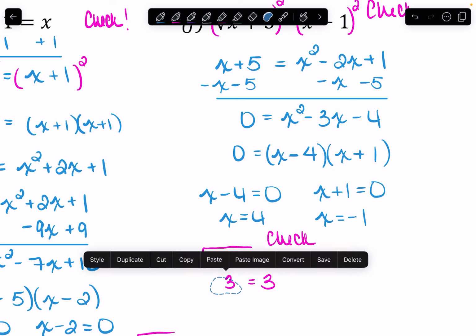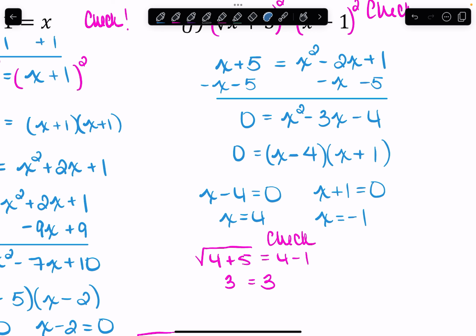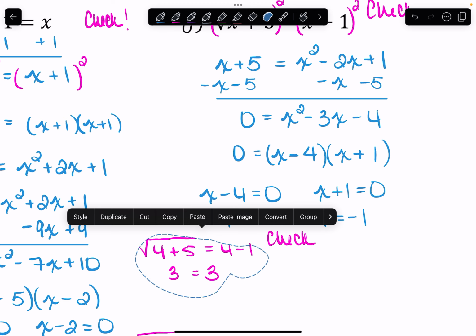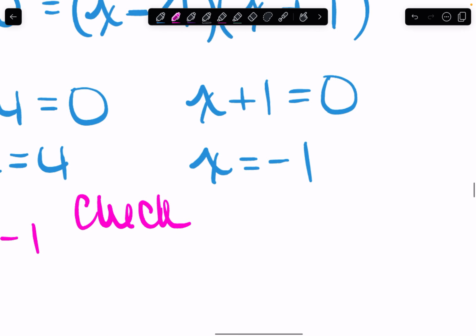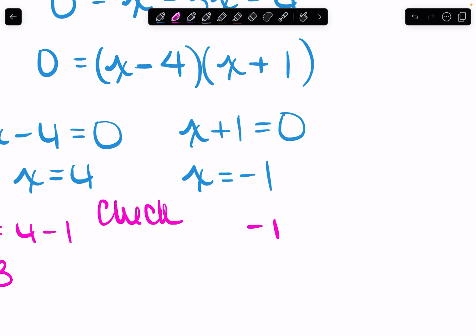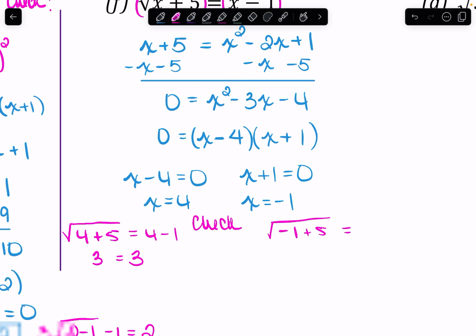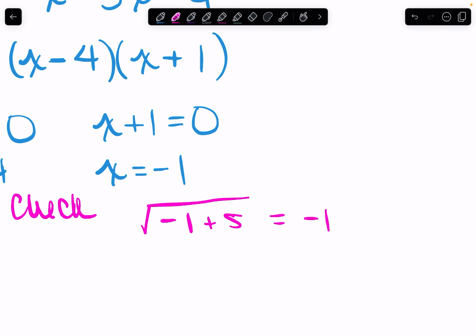So 4 plus 5 is 9. Square root of 9 is 3. 4 minus 1 is 3. So this one checks. Let's scooch it on that side. All right, second one, checking negative 1. So we're going to do negative 1 plus 5 equals, and then I think it was x minus 1, so negative 1 minus 1.